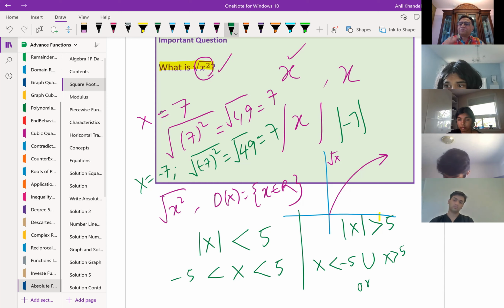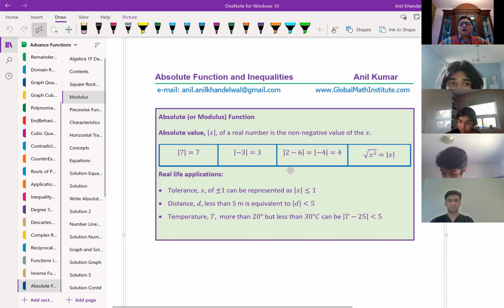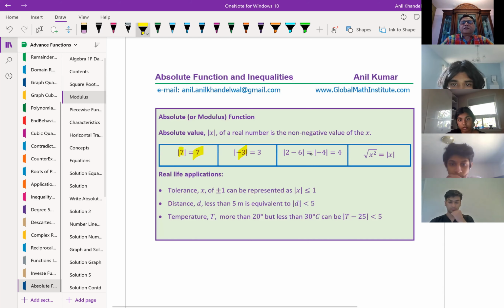You get the idea? So we are going to find a lot of applications of absolute function in solving equations and in solving inequalities. Correct? Is that clear? Okay, so let's move forward and first understand what is this absolute function. So let's do some math, which Hamza said first. As you all know, what is absolute value of 7? Well, it is 7. Absolute value of -3 is 3.